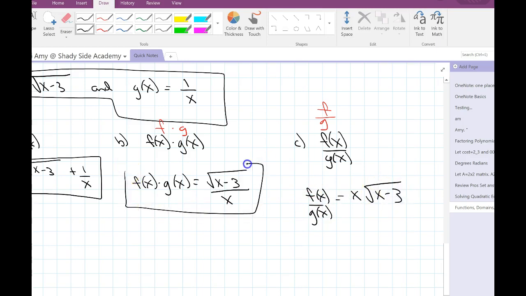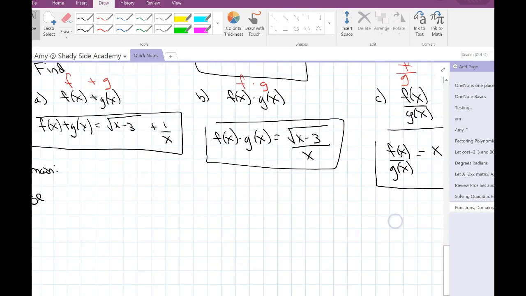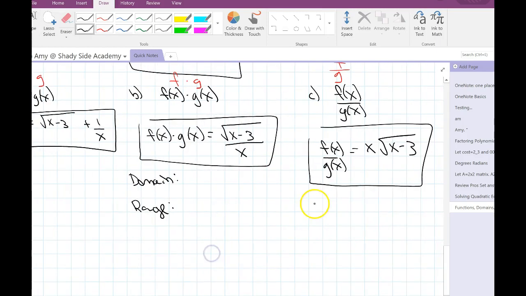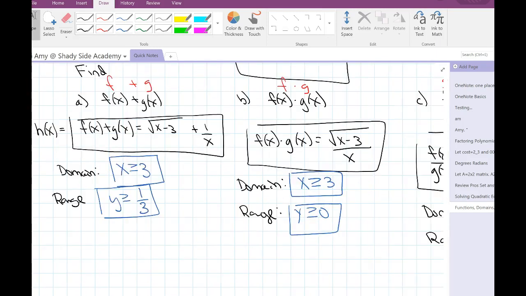Okay? And actually, what I'd like you to do for all 3 of these new functions is find the domain and range of each. Then replay me for the answers. Great. Take a look over here.